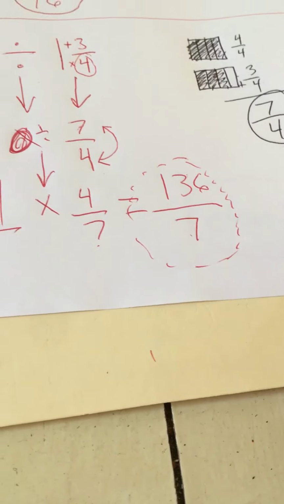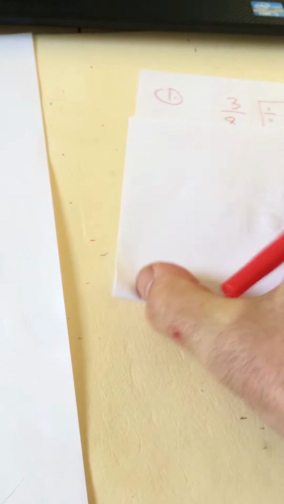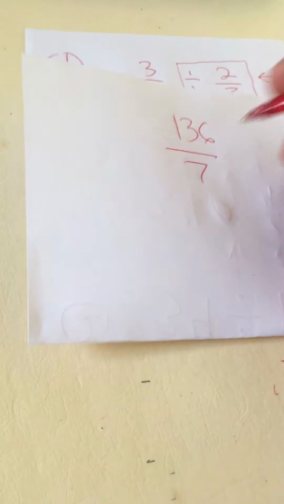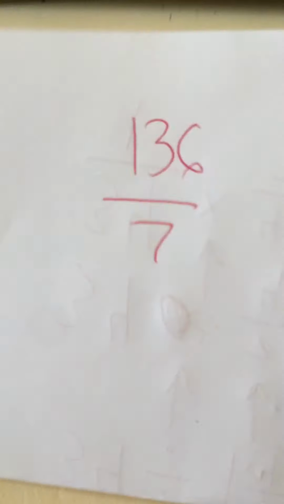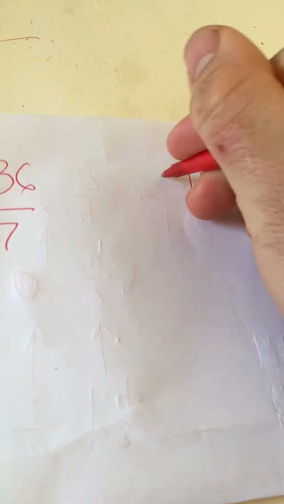What's 136 divided by 7? So let's see, I think I need a little more space here. So we are now at 136/7. We are going to do 136 divided by 7. Okay, let me just cover this. Sorry, thanks for bearing with me. So 136 divided by 7.